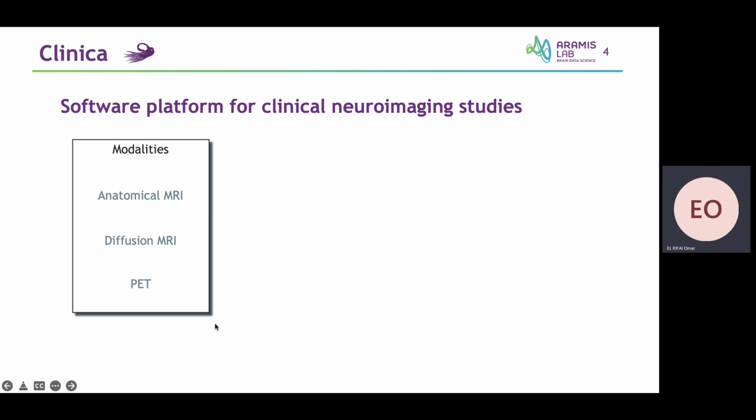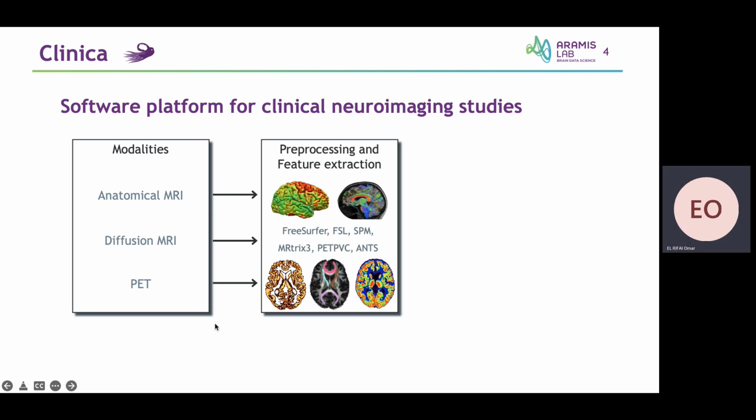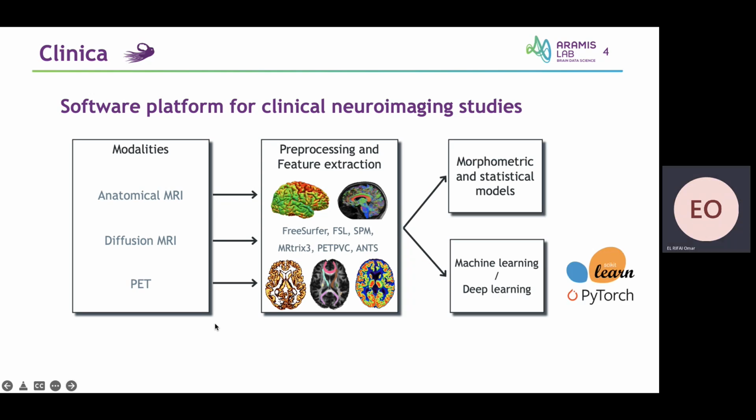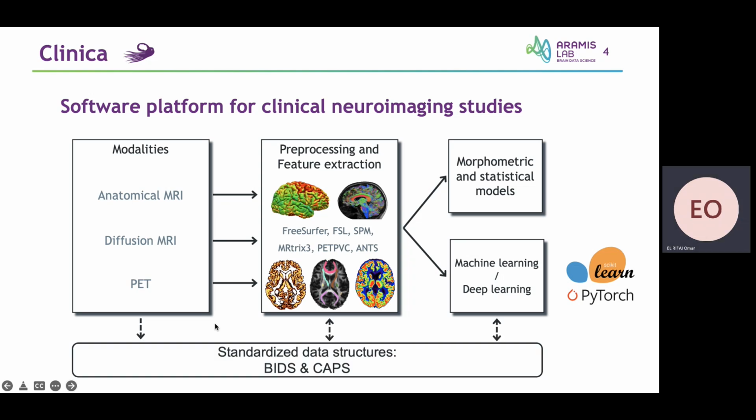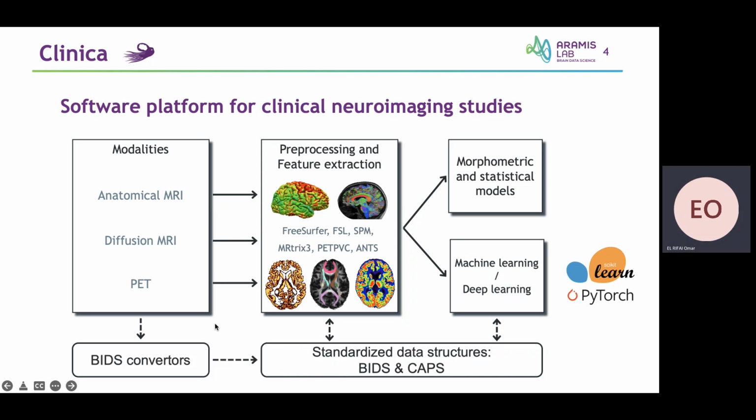The main input of Clinica is imaging data, such as anatomical MRI, diffusion MRI, and PET scans. These go through different pre-processing and feature extraction pipelines that use third-party tools such as FreeSurfer, FSL, and SPM, whose output can be used for statistical analysis or machine learning models. We use the BIDS standard as an underlying file structure. In order to ease the use of BIDS, we also provide BIDS converters to convert the main public datasets into BIDS standard.